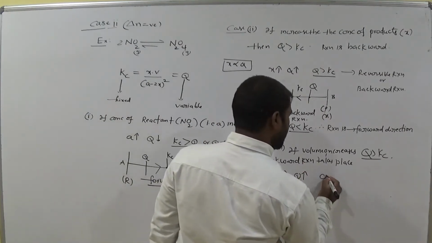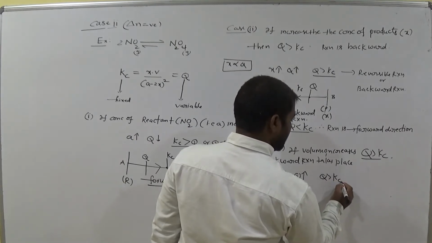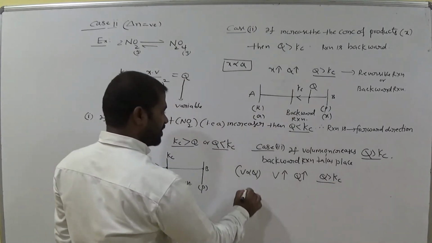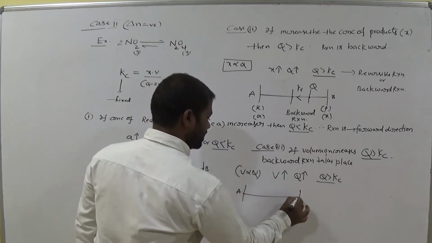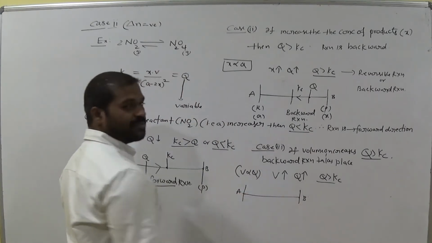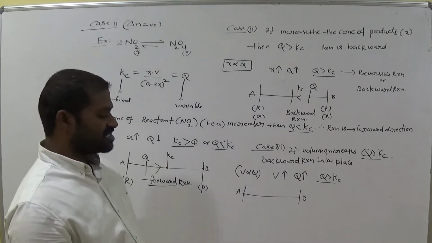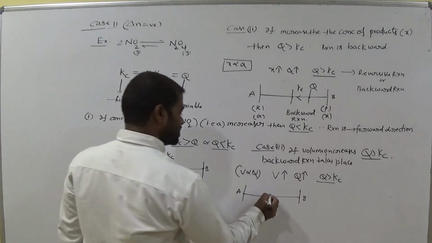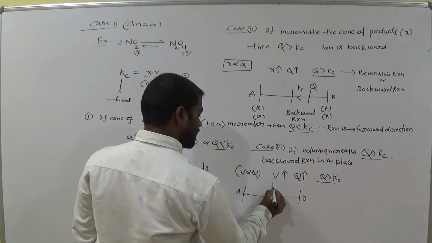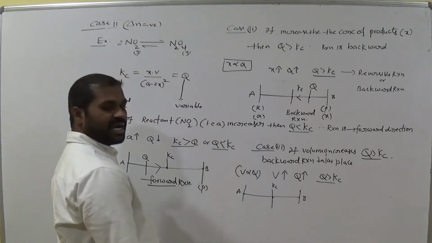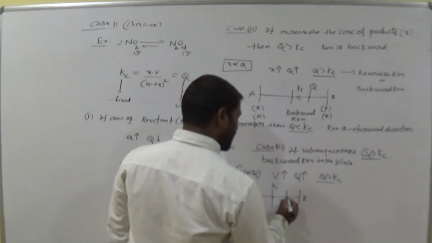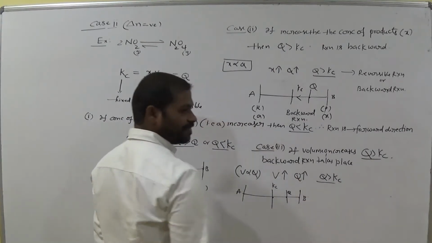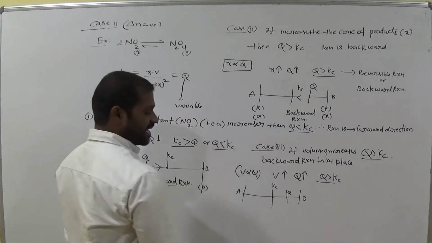That means Q is greater than Kc. So diagrammatically, this is A, this is B. The reaction starts at point A and ends at point B. So now this is the equilibrium point Kc. Now Q is greater than Kc, am I right? Q greater than Kc means the point Q is at this position, where Q is greater than Kc, am I right?